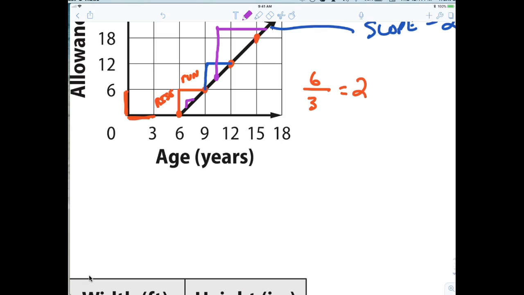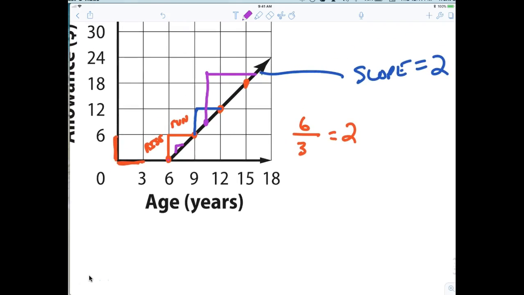Now watch right here. One last time. If I calculate from here all the way to here, it better be what? 2. So now we're going to check. How much did I go up? 6, 12, 18, 24. And I went over 3, 6, 9, 12. 24 over 12 is what? 2. All right? Is everybody with me?